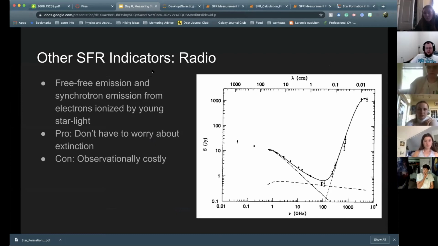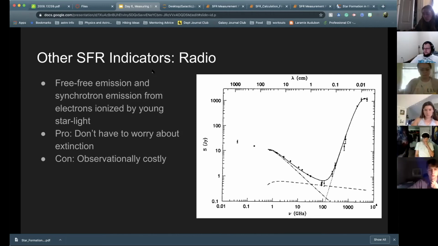Just really quickly, there are a few other ways besides FUV and 24 that you can get star formation rates. You can use radio emission. Radio emission mostly comes from either free electrons bouncing into each other, or synchrotron emission from electrons spiraling around magnetic fields in a galaxy, but all of these electrons are going to come from ions that were usually photoionized by young stars.